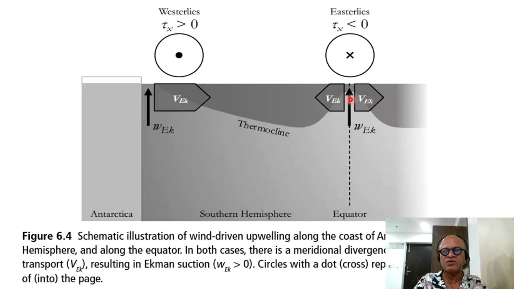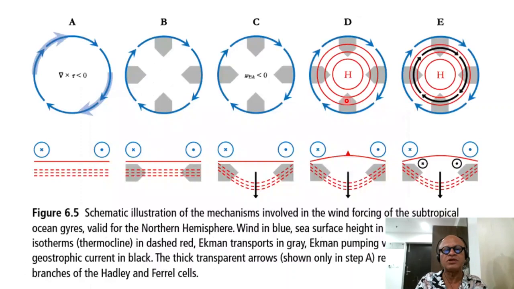and you can see what happens to the thermocline, so you have convergence from the Southern Ocean and the equatorial region creating downwelling and pushing the thermocline down, whereas here the thermocline is pulled up. You can pull these ideas together for a schematic illustration of the mechanisms involved in wind forcing of the subtropical ocean gyres in the northern hemisphere.